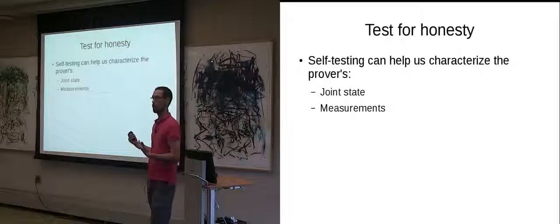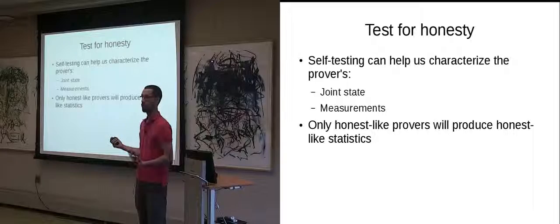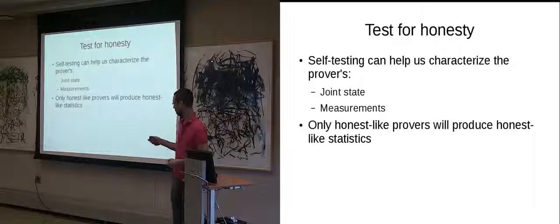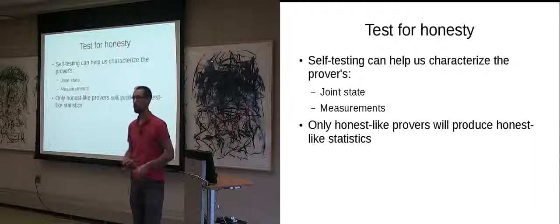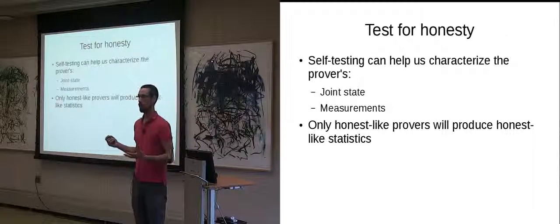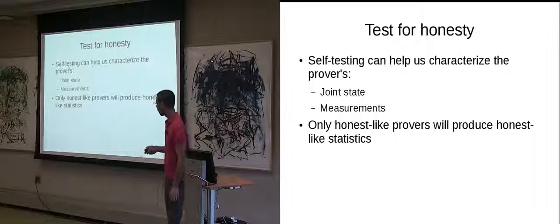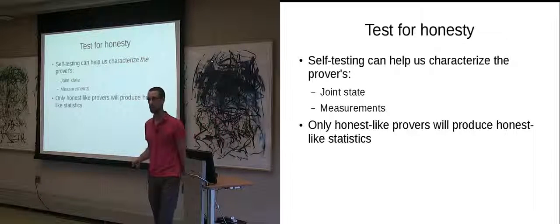Okay? And what we want is that if the provers are dishonest, then they will somehow fail the self-test. Or put it the other way around, the self-test will show that only honest-like provers, so say within some epsilon of honest, can simulate the honest statistics. Or put another way, if they're not honest, then there will be some statistic that they mess up, and then we can catch that by sampling from these statistics.